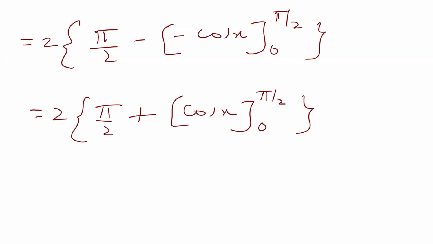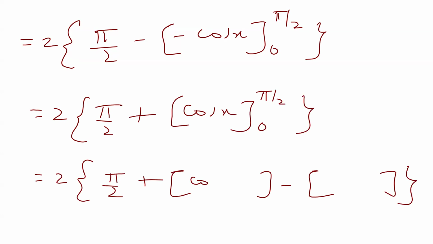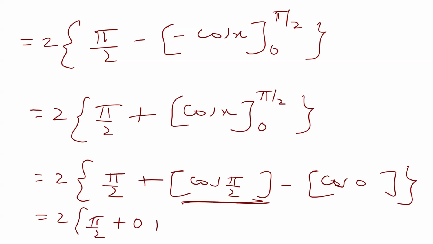Now again box minus box. Cos pi by 2 minus cos 0. Cos 90 is 0 and cos 0 is 1. So this is the answer. You can multiply by 2. So pi minus 2. This becomes the answer.